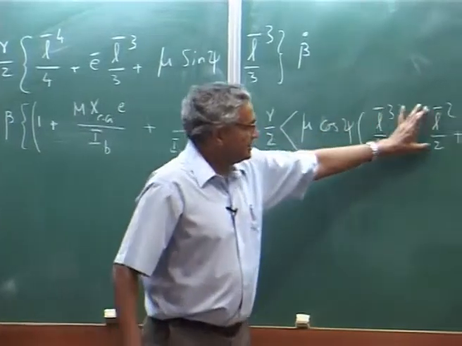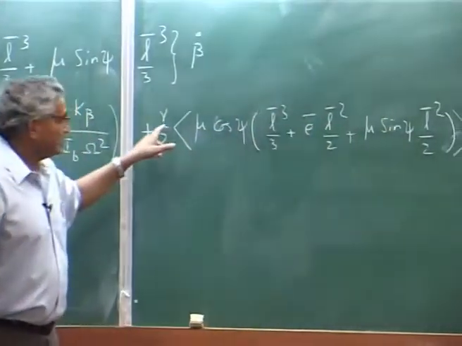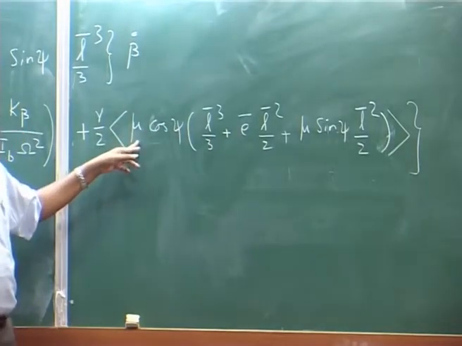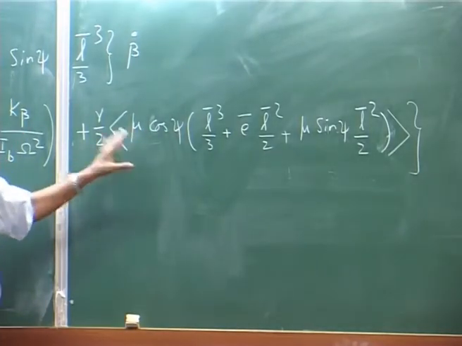This is due to the aerodynamics, gamma, and this is time varying. This is only with respect to mu, forward speed. If forward speed is 0, this term is 0.